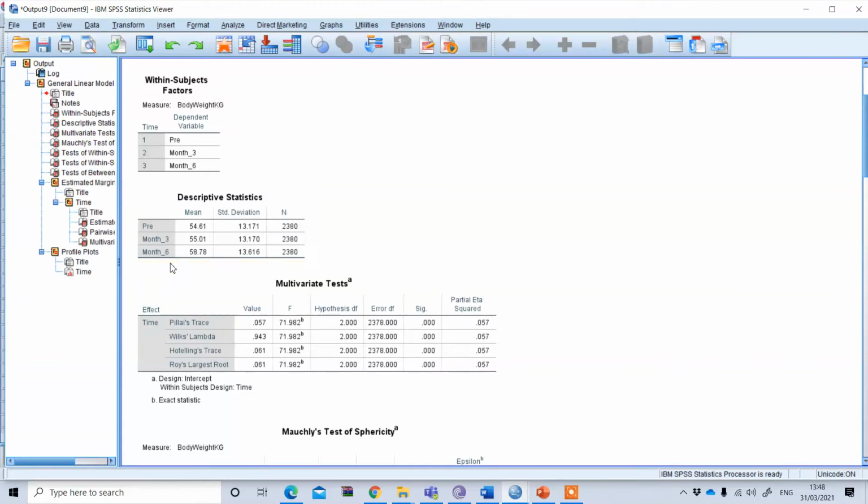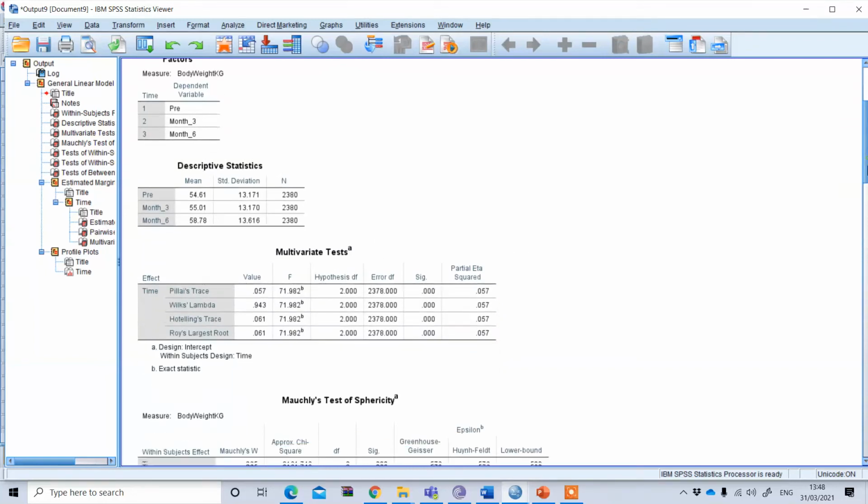Now the question is whether the impact of this medicine significantly differs between these three time points. So if I look at this multivariate test, and if I look at the Wilks' lambda, you see the significance, the p-value, it is actually statistically significant, right? So this means that there is a significant difference in body weight gain at the three different time points.